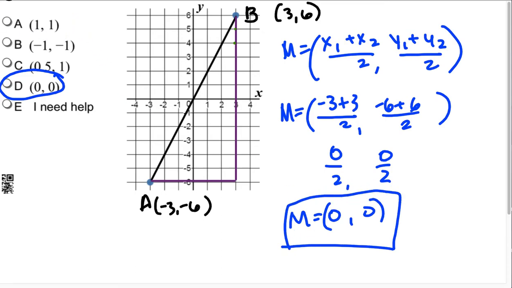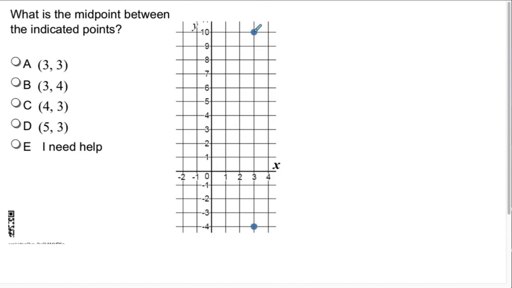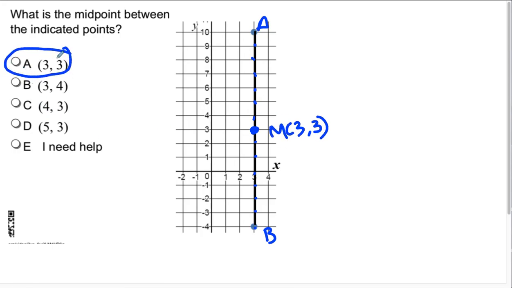Okay, let's move forward. So here is just point A to point B. It's not a slant line, it is just a vertical line. So connecting this, it's fairly easy for you to find where the midpoint is if you just count. So this is 1, 2, 3, 4, 5, 6, 7, 8, 9, 10, 11, 12, 13, 14. So 14 units, that means the 7th unit is the midpoint. So 1, 2, 3, 4, 5, 6, 7, right here. So that is 3, 3. That's my midpoint. So 3, 3 is right here, choice A.